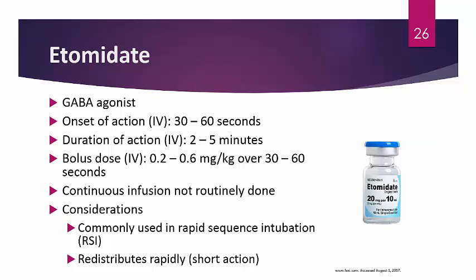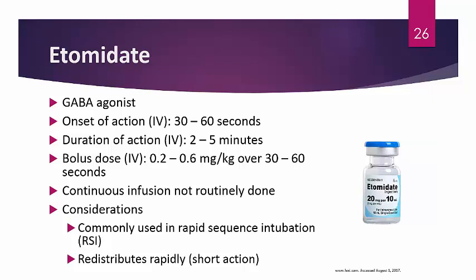And with this agent, continuous infusion is not routinely done, because this agent's most commonly used in rapid sequence intubation, and it redistributes rapidly. So they will actually be given as bolus doses right before a paralytic is given, commonly for rapid sequence intubation. The bolus dose is anywhere between 0.2 and 0.6 mg per kilo over 30 to 60 seconds, and the duration of action, like we said, is relatively short.